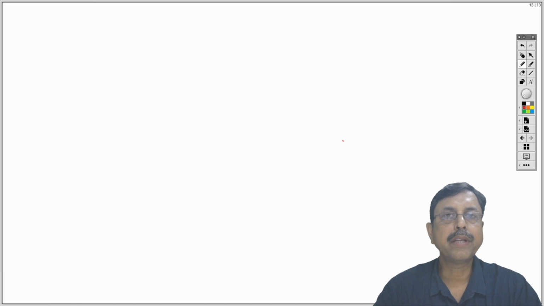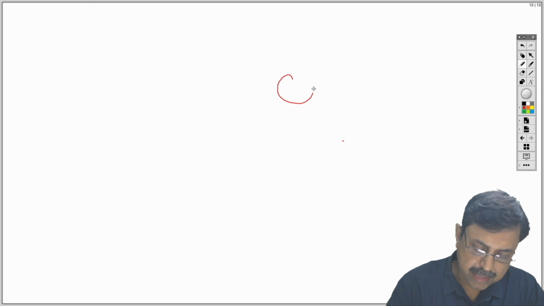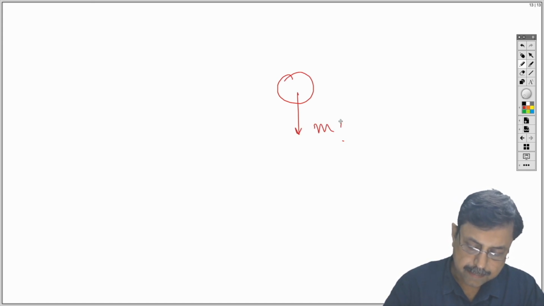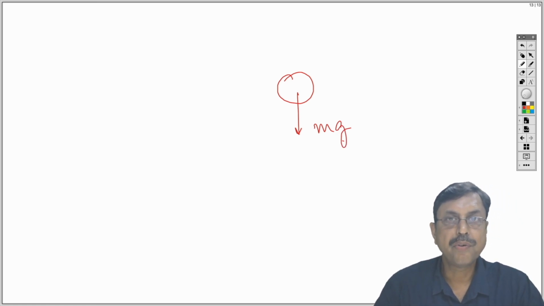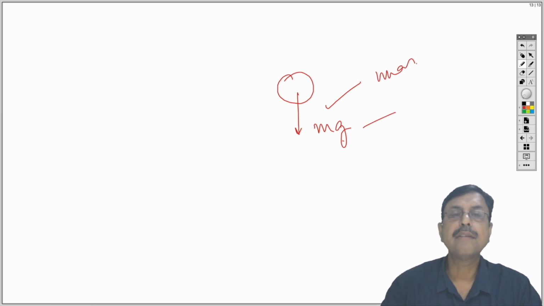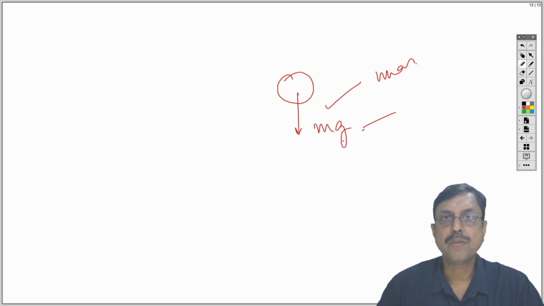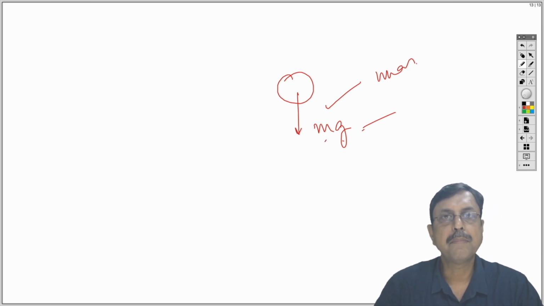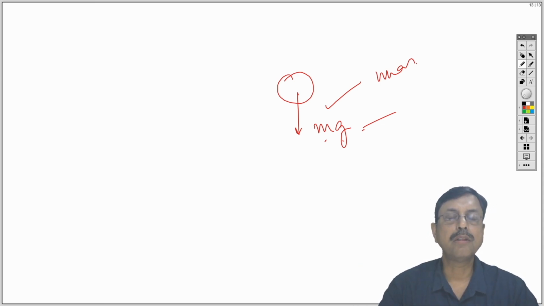Now, the most important part is the gravitational force of attraction. If this is the particle suspended in the liquid, then mg is the gravitational force of attraction, where m is the mass of the particle and g is the acceleration due to gravity. Acceleration due to gravity is the same, 9.81 meters per second squared, but mass is different for different particles. If mass is very high, then mg will also be very high, and in that case the settling will also be fast.